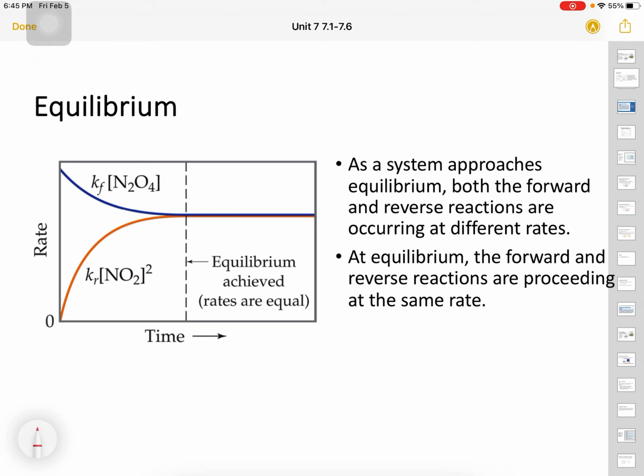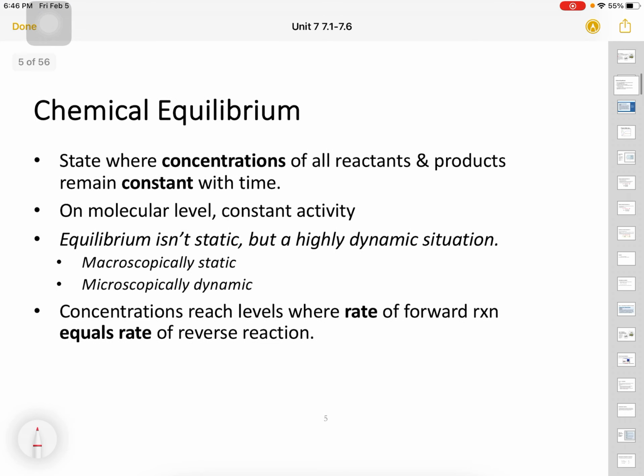This graph is showing you rates of the changes in concentrations of two substances versus time. And we looked at this when we did kinetics, right? When the rates of the forward and reverse reactions are equal to each other, at this time we've established equilibrium in the system. So we have the N2O4 converting to NO2s at the same rate the NO2s are converting back to N2O4s.